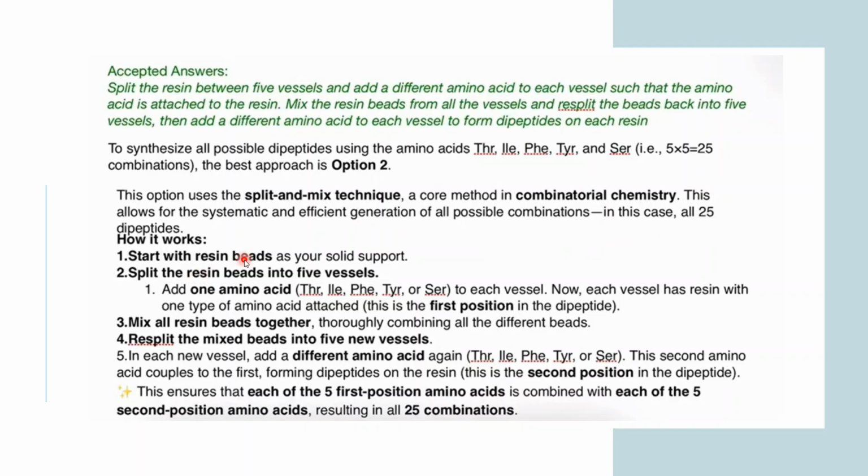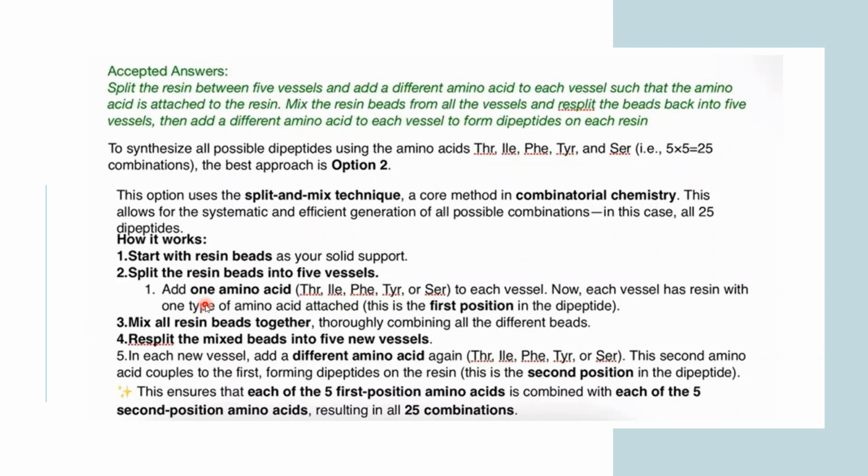How it works? First of all, you have to start with resin beads as your solid support. So what are you doing? You are just adding resin beads in all five vessels. So split the resin beads into the five vessels. So you have split the resin beads as a solid support in five vessels, and then you have to add one amino acid to each vessel.